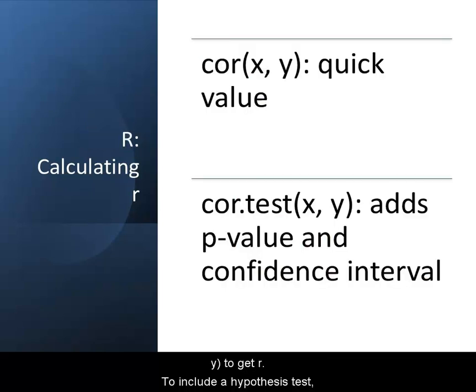In R, use cor.test to get R. To include a hypothesis test, use cor.test(x, y), which gives a confidence interval and p-value. This tells you if the correlation is statistically significant.